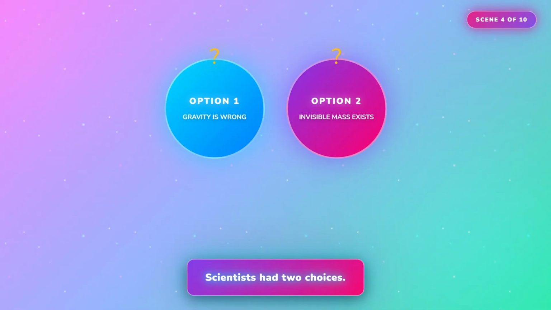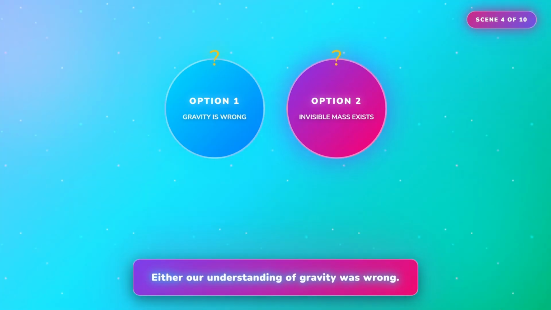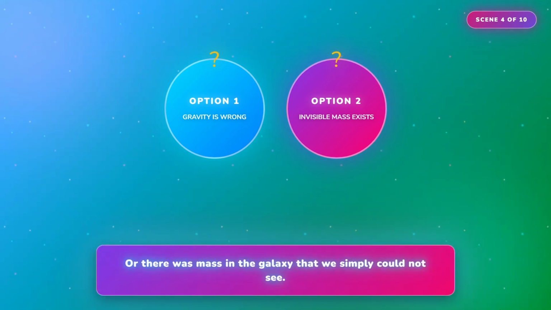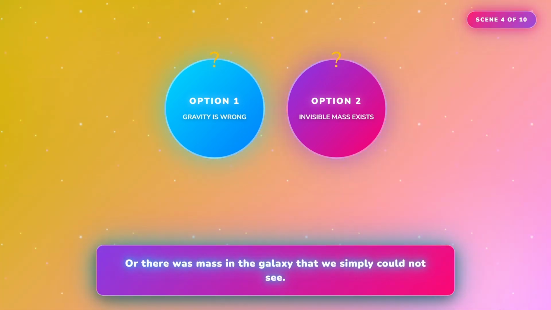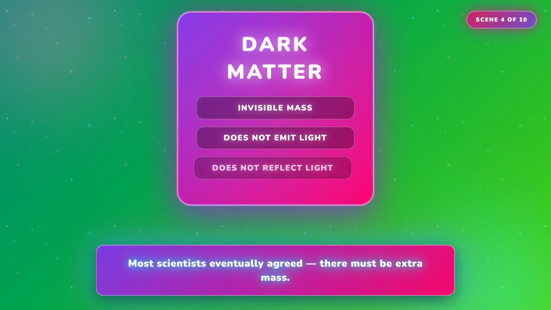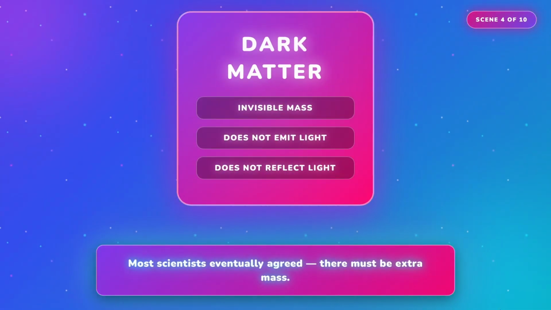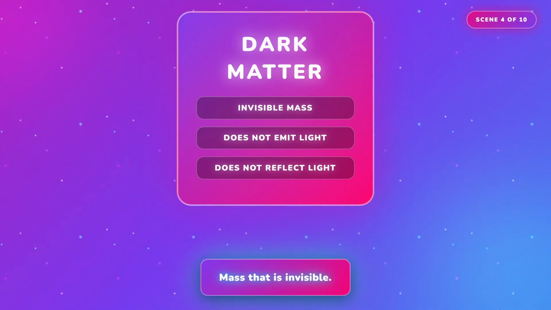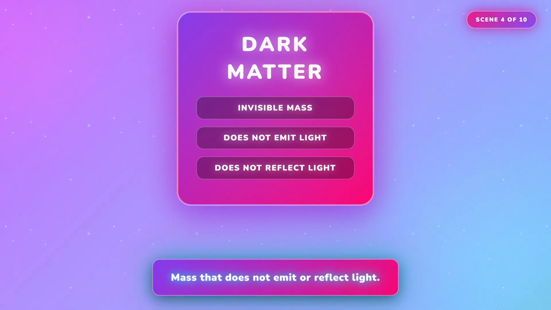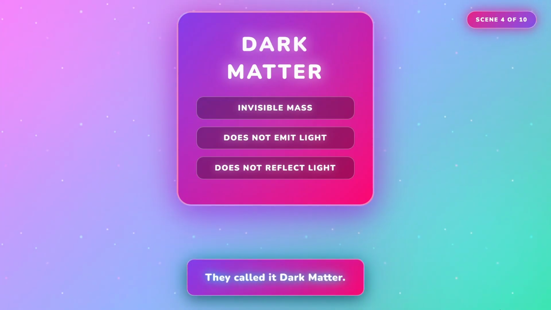Scientists had two choices. Either our understanding of gravity was wrong, or there was mass in the galaxy that we simply could not see. Most scientists eventually agreed, there must be extra mass. Mass that is invisible. Mass that does not emit or reflect light. They called it dark matter.